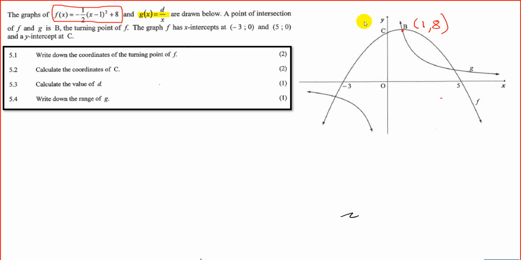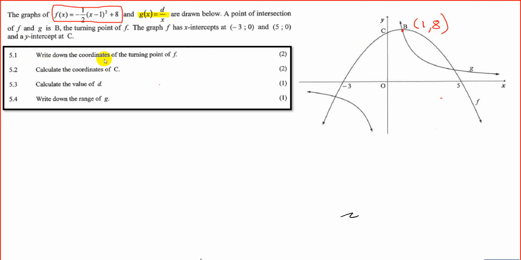Then the question goes on to say the graph of f has x-intercepts minus 3, which is shown on the graph, and 5, which is also shown on the graph. And we have a y-intercept, which is sitting at C. So we're ready to take on the first question.